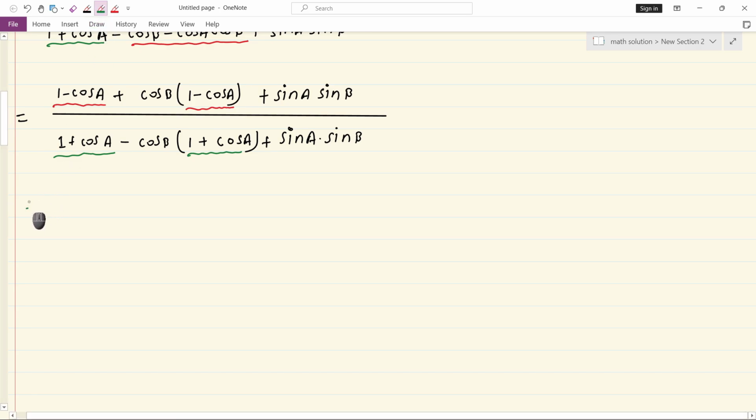So in place of 1 minus cos A, what we can write is 2 sin square A upon 2. Similarly plus cos B will be as it is, and in this bracket, in place of 1 minus cos A, we will be writing 2 sin square A by 2. And this term will be as it is, nothing changes here, sin A dot sin B. Now give a big fraction here.